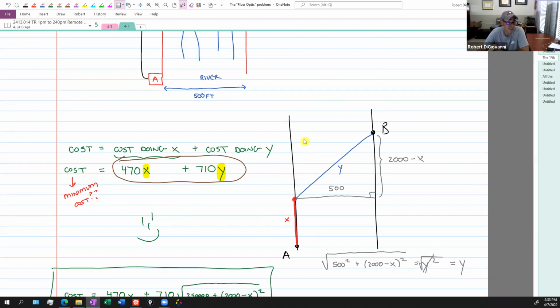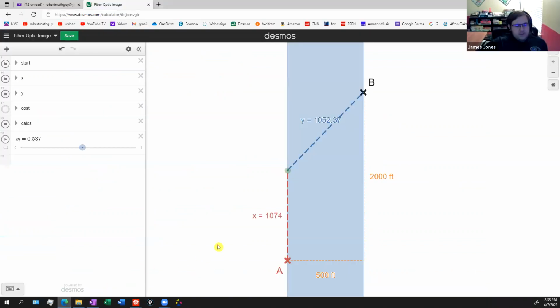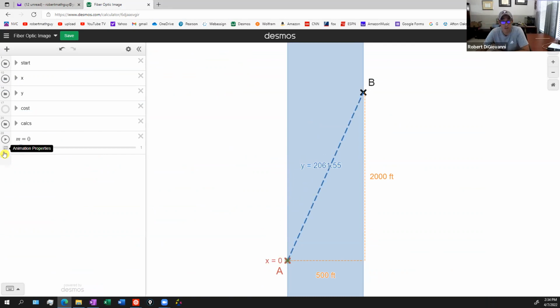What's the smallest x could be? 0. 0, right? You can have this scenario, and that means you're going all underwater. And then the biggest x could be would be 2,000. And then you're going all the way down and straight across. Now you could argue that you could go past 2,000, but then you're going to get fired, right? Because then you're not thinking at all. Does that seem completely crazy, to go past it and come back? So x must be between 0 and 2,000.